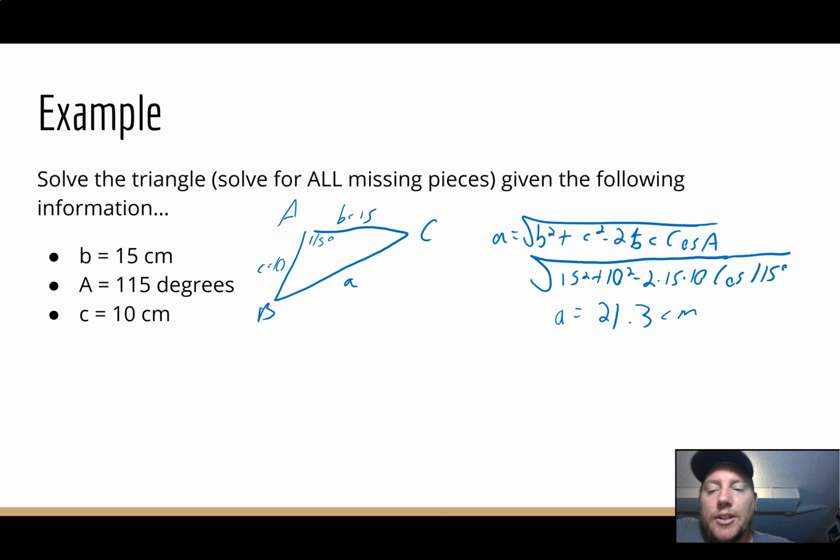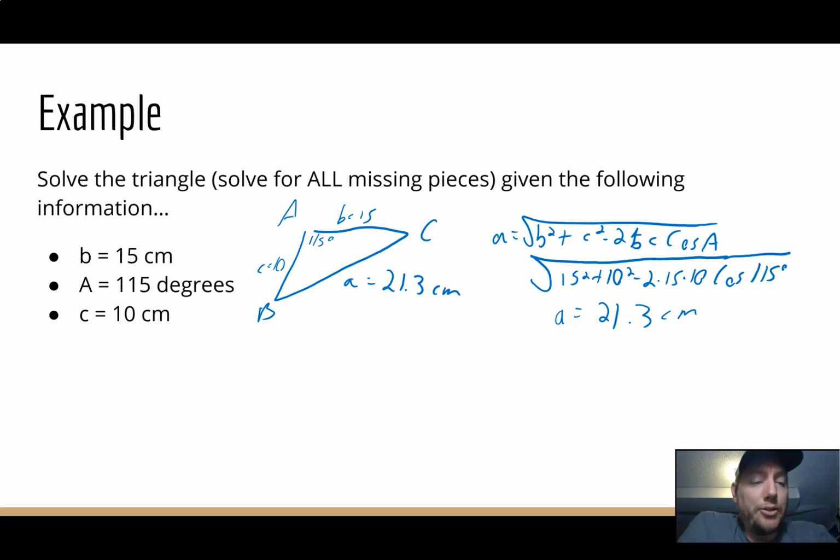Now, it's good to stop for a second and see if that makes sense. It should be the longest side since it's an obtuse angle, and it is. So 21.3 centimeters. If you're in radian mode, just to throw this out there, you probably shouldn't be by now because we only do degrees. But in radian mode, that same exact thing produces almost the same angle. It won't always, sometimes it will, sometimes it won't. So just be careful that you are in degree mode so you don't get too far off.